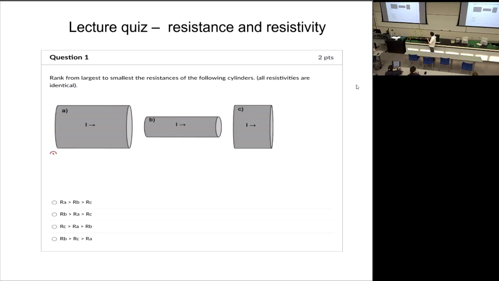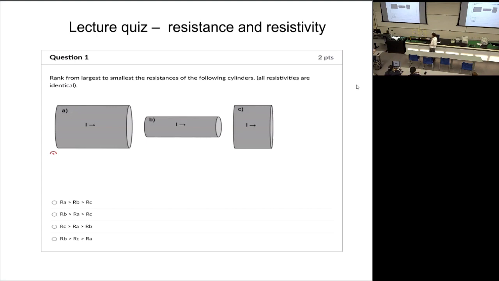But they do have different lengths. So this one over here on the right is shorter. The other two, A and B, are longer. They also have different diameters, different cross sections. So this one in the middle has a smaller cross section, and the other two have larger cross sections.